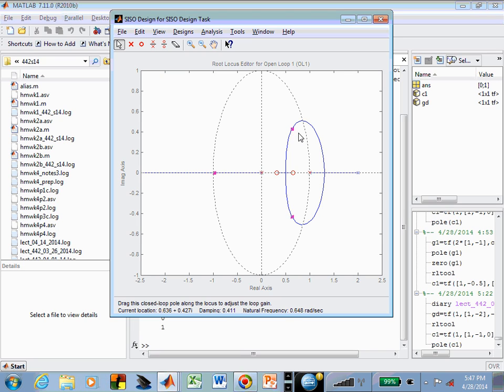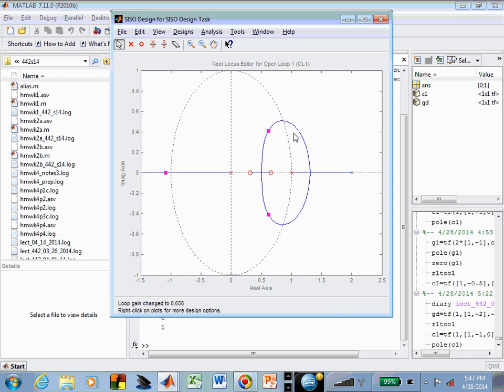And you can see, if you have good eyes, the current location where that hand is 0.62 plus and minus j0.41. And the natural frequency and the damping are indicated. The damping is the ideal damping, and it's going to be messed up by those zeros, which we know is going to be true. I still haven't backed off the gain enough to get that 3rd pole inside. Now I have. Yes?